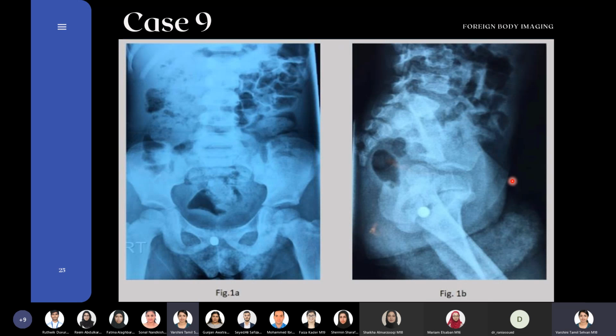So I'm just going to take your silence as a yes, and I'm going to move on to the next case. So again, you know our drill. We've been doing this for the past half an hour or so. So what type of scan is this? Is it an X-ray or an MRI or a CT? Anyone?